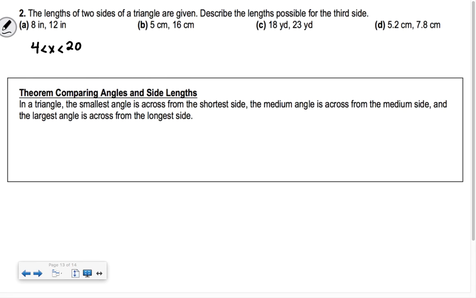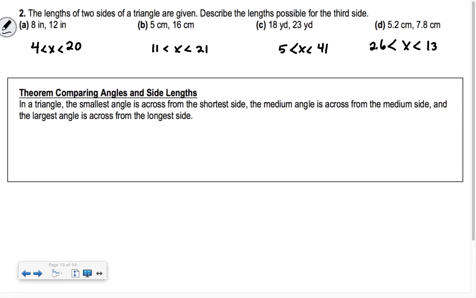All right, so the next one. 5 and 16. What's our side between? 11 and 21. Perfect. You subtract them and you add them. All right, the next one. 18 and 23. 5 and 41, mental math. Good. All right, this next one. What do we have? 2.6 and 13.